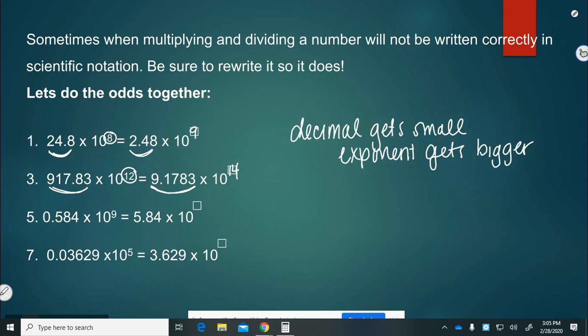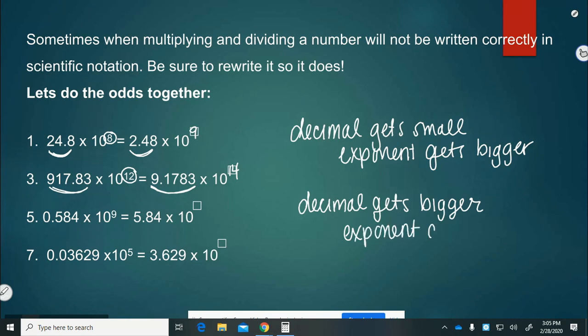In number 5, the opposite happens. So here, the decimal has to get bigger. So the exponent gets smaller. So again, we need a digit before the decimal that's not a 0. So I have to increase the place value by 1. Since I'm increasing the place value by 1, the exponent decreases by 1.